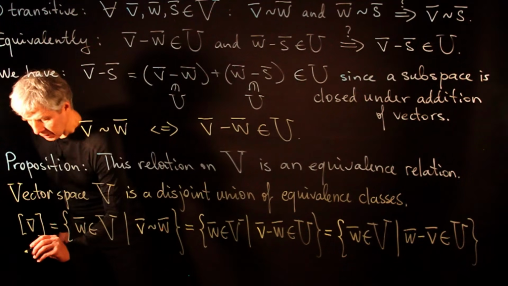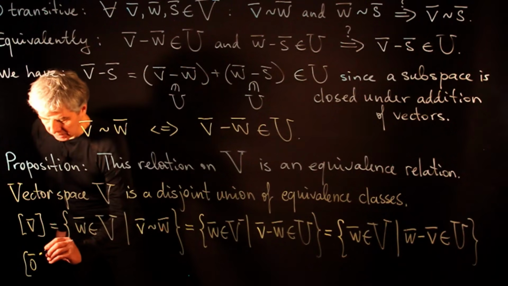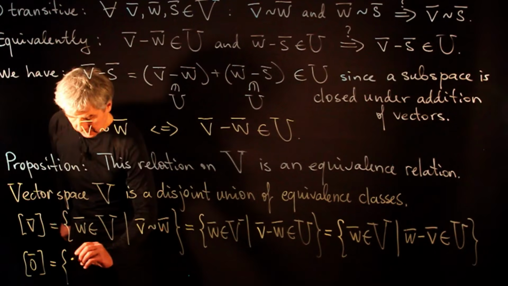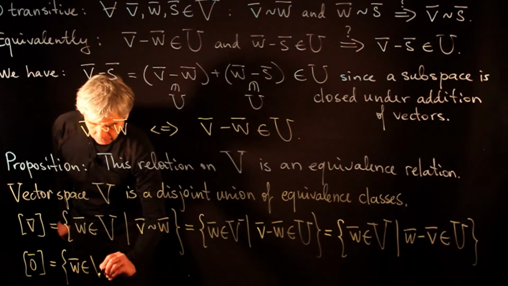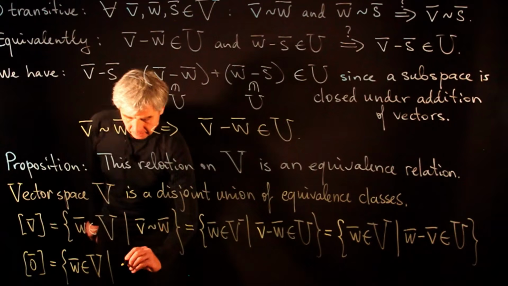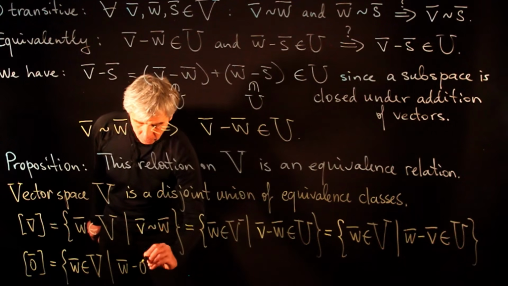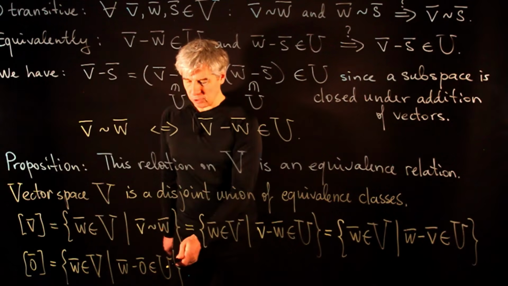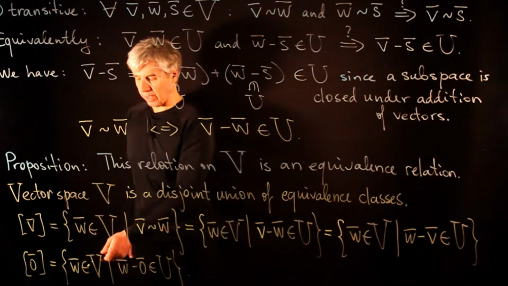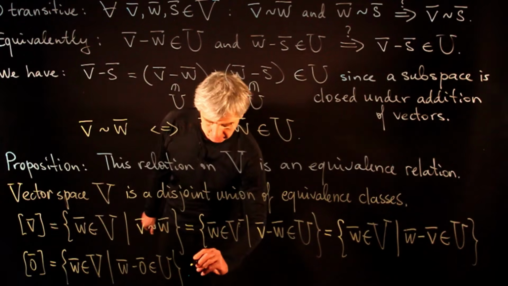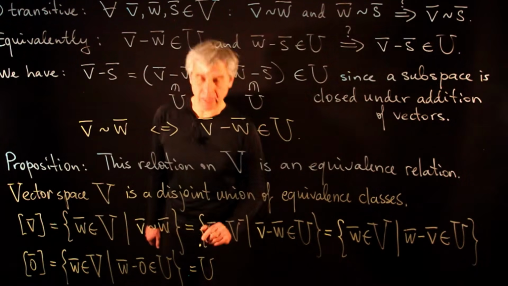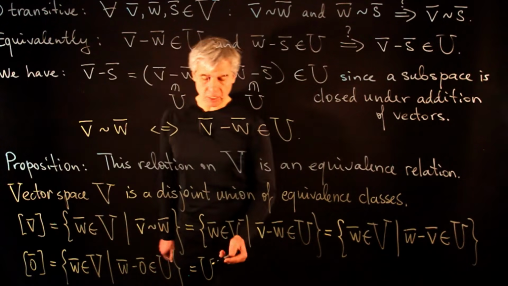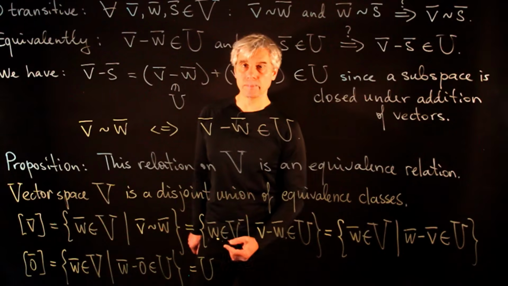In particular, it's interesting to point out what's an equivalence class of a zero vector. By our last definition, it's the set of all vectors w in the vector space V such that w minus 0 belongs to U. But this says that w actually belongs to U, right? So this is the set of vectors in V that belong to U. Well, this is exactly the set U. And we see that the equivalence class of a zero vector under this equivalence relation is our subspace U.